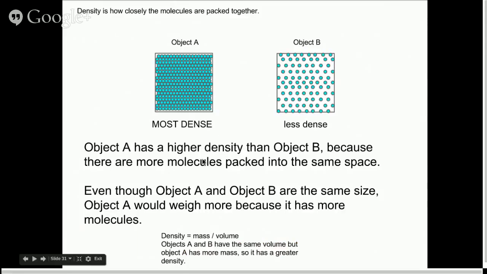Here's a couple pictures to help you understand more. So density is how closely the molecules are packed together. The closer they are together, the higher the density. So these objects have the same space, they have the same volume, but object A has more molecules inside of it, so it weighs more. So it's more dense. And this one is less dense. Okay. If you were to take the mass divided by the volume, you would also find that object A is the most dense because the mass is very high here and the volume is the same as this.